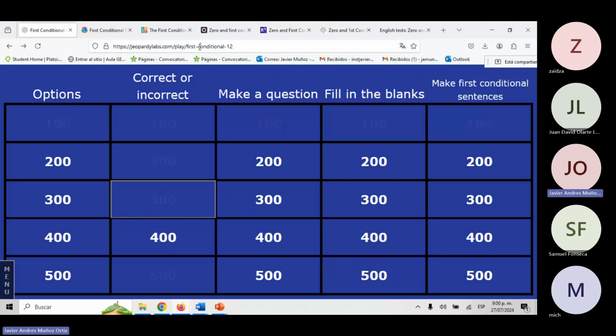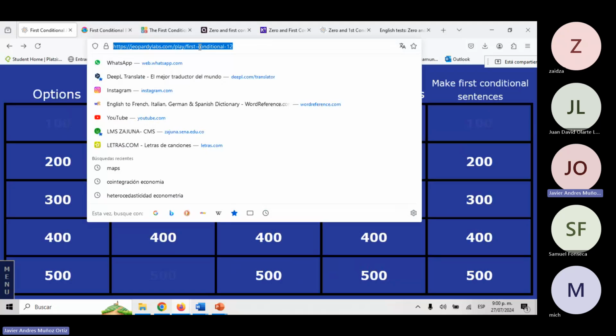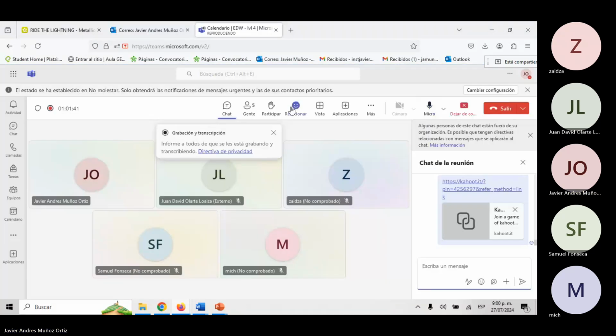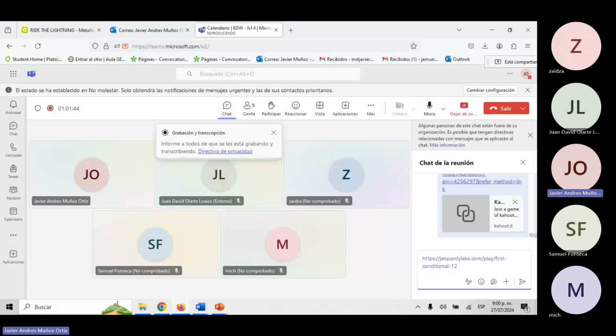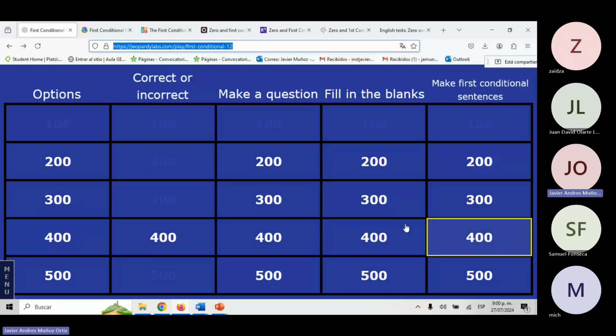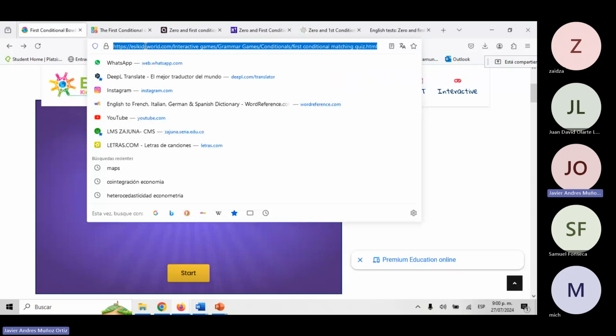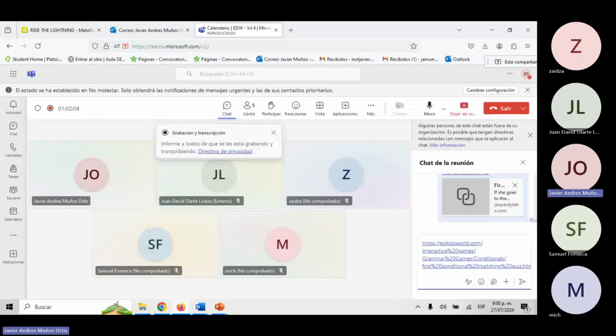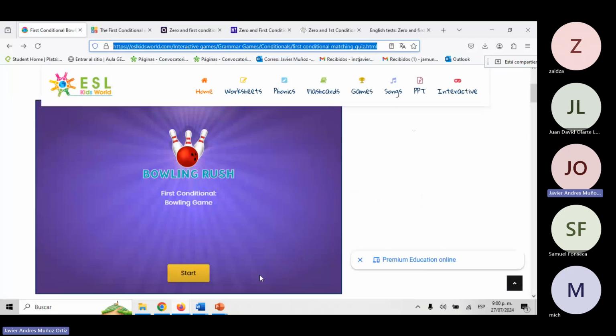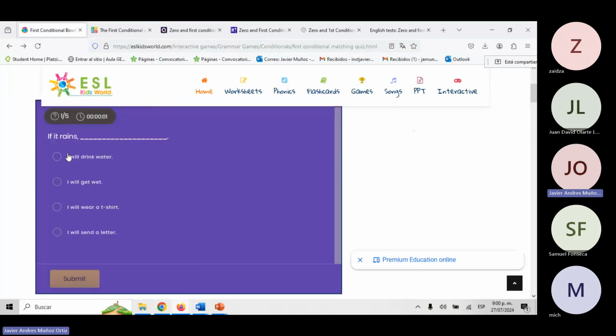Okay, look, I'm going to give you the link of this exercise for you to complete it at home, so you can practice first conditional, to improve your vocabulary and your skills with first conditional. And I'm going to give you two more games. The first one is a bowling game. You have to click here in start and answer the questions here. So this is very easy.